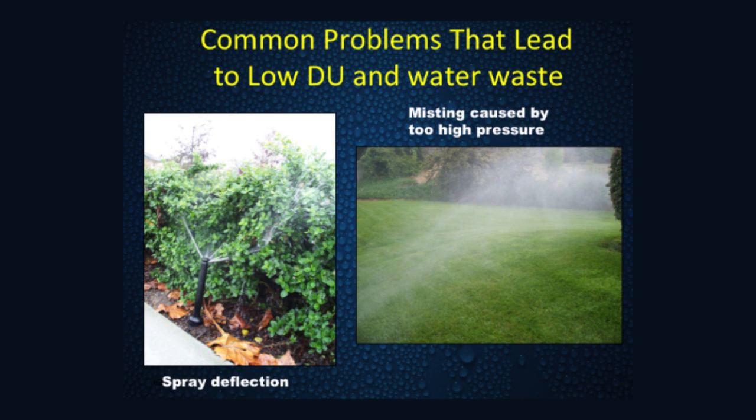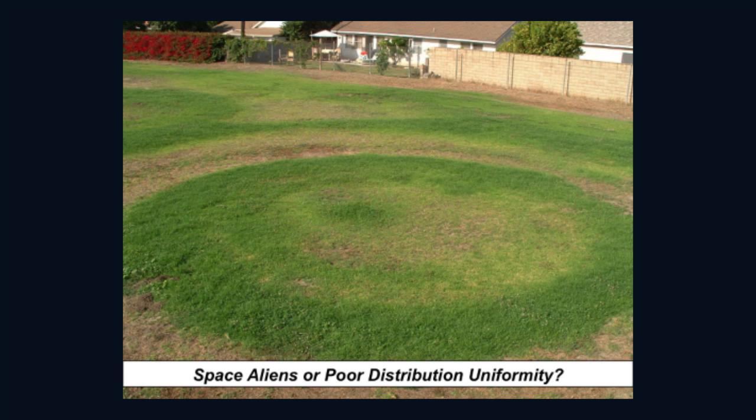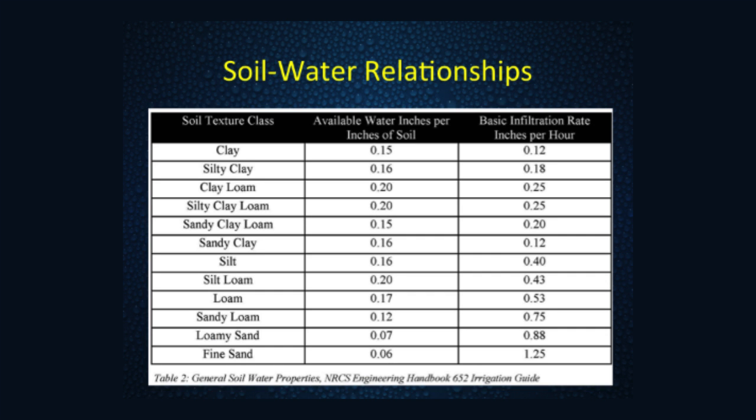Okay, there's sprinklers again. You see this stuff all the time. These are common problems that lead to lower uniformities and can cause problems in the landscape. Surely we've all seen something like this. This is just bad head spacing, low uniformity. You get dry circles on the outside perimeter radius throw of that sprinkler.